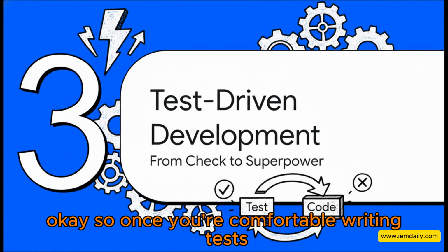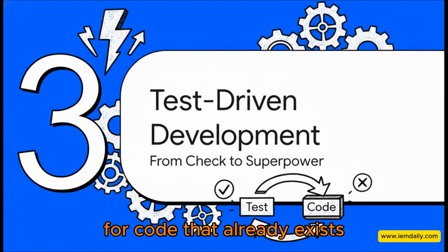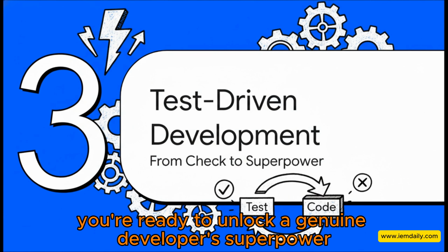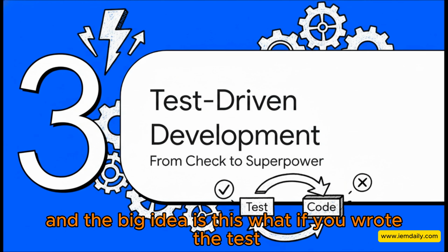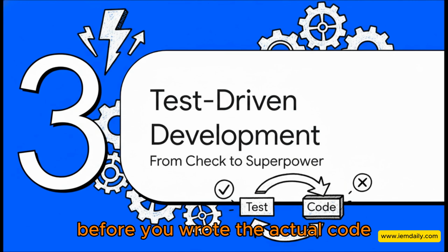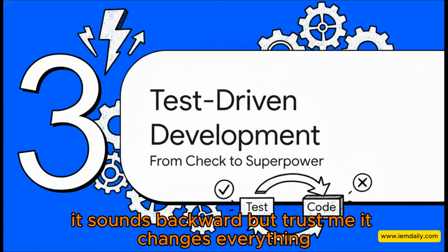Okay, so once you're comfortable writing tests for code that already exists, you're ready to unlock a genuine developer superpower. It's called test-driven development, or TDD. And the big idea is this. What if you wrote the test before you wrote the actual code? It sounds backward, but trust me, it changes everything.